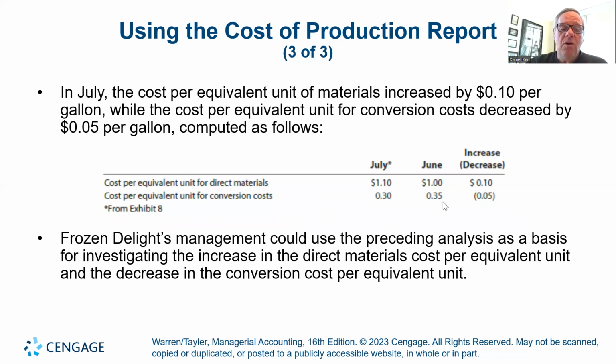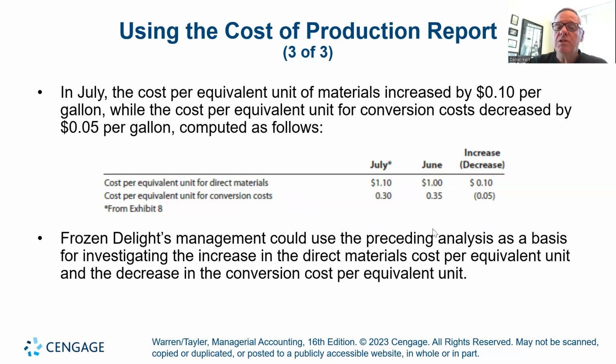So July comes along, and I don't have the numbers to support how they got July here. But in July, the cost per equivalent unit is $1.10. So that actually increased by 10 cents. That's a 10% increase in cost of materials. That's worthy of investigation. Why did the materials go up? Was there waste in the materials? Did the materials, are they more expensive? So that's worthy of investigation.